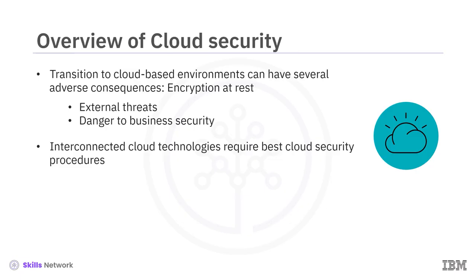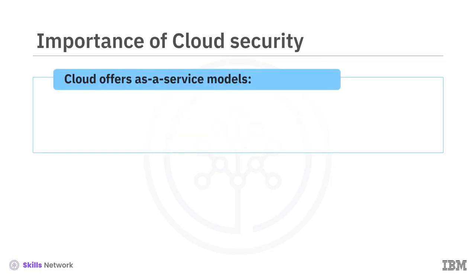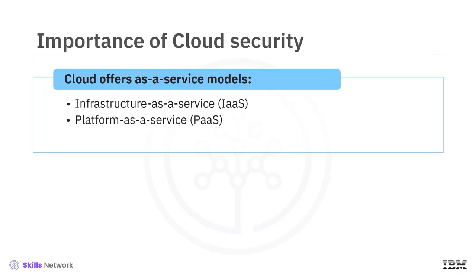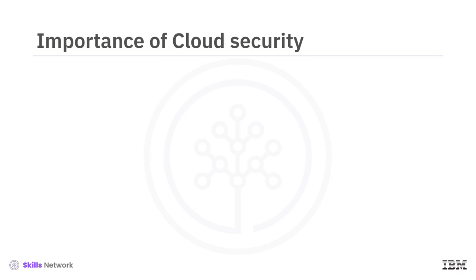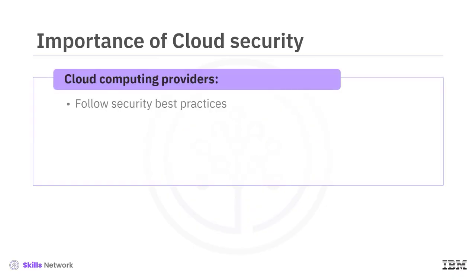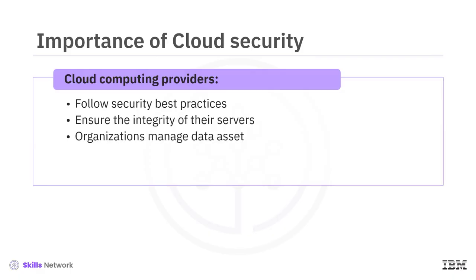security procedures and technology. A cloud computing environment offers different as-a-service models that enable organizations to offload many time-consuming IT-related tasks. Examples are infrastructure as a service, IaaS, platform as a service, PaaS, and software as a service, SaaS, computing models. However, while using these services, organizations may encounter many challenges related to data security. Although third-party cloud computing providers follow security best practices and ensure the integrity of their servers, data asset management is still the responsibility of the organization availing these services.